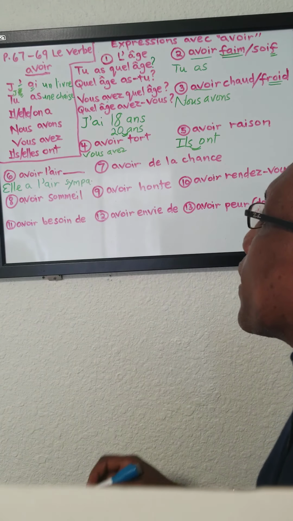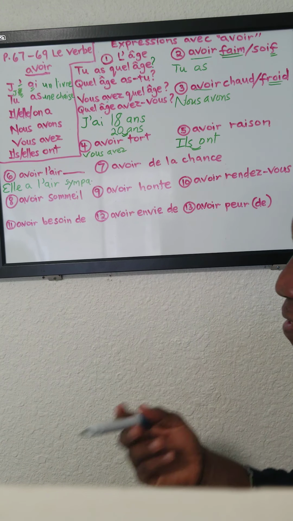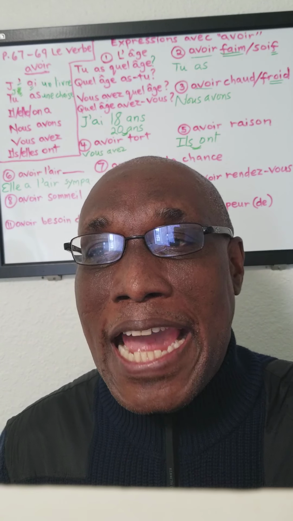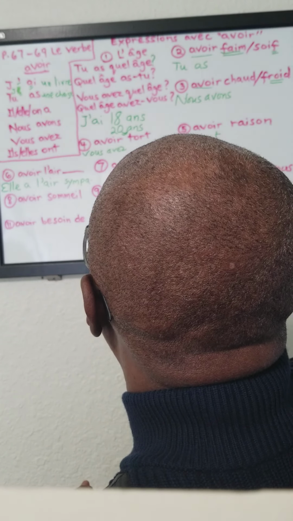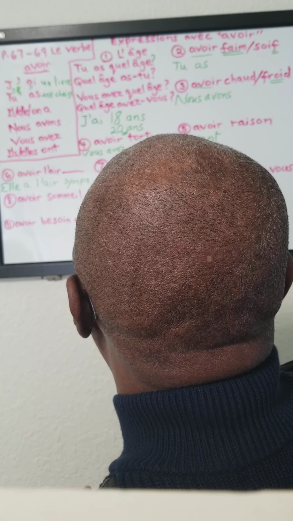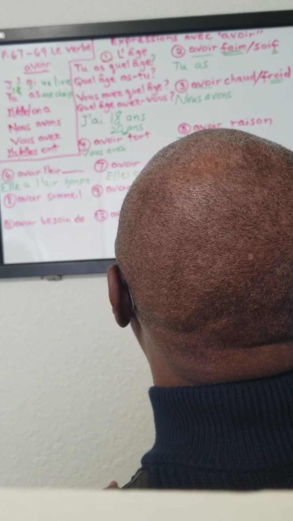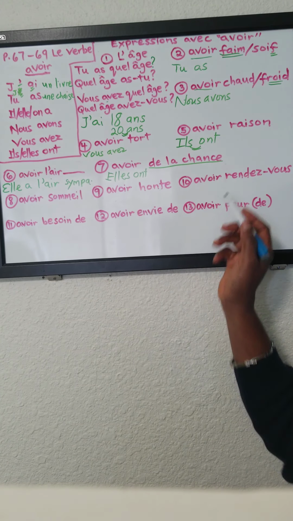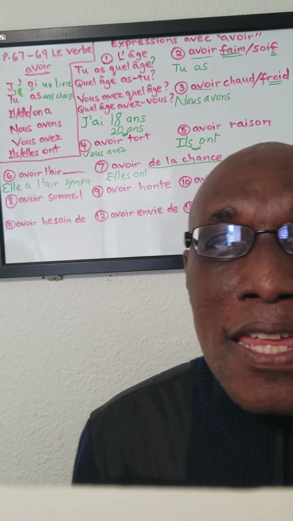Très bien. Okay. Avoir de la chance. You see the word chance? In English, chance, right? It means to be lucky. If you win the lottery, you are lucky. Vous avez de la chance. So, avoir de la chance. So, elles, plural, avoir will be ont, right? And then de la chance will follow. Elles ont de la chance. The women are lucky. They are lucky.